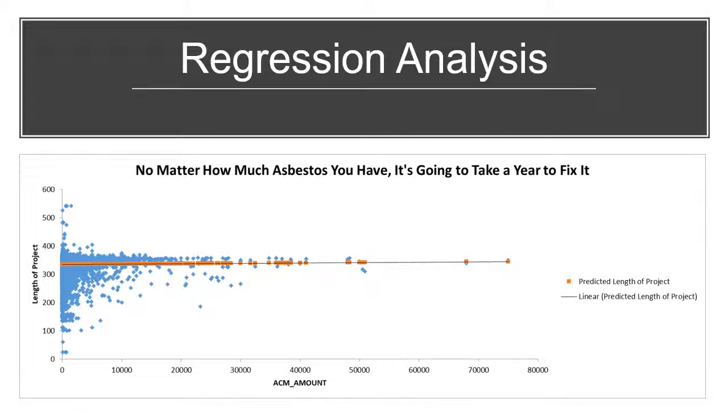So in other words, no matter how much asbestos you have, it's going to take about a year to fix it. They allocate about a year whether you have 50,000 square feet of asbestos or 10,000 square feet of asbestos.